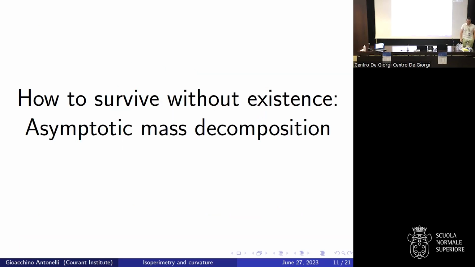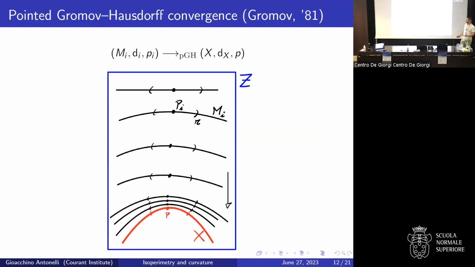But now, okay, we might have non-existence, so we have to learn how to survive without existence. And this is an idea that I call asymptotic mass decomposition. So basically, if you don't have isoperimetric sets, they want to escape to infinity. This is the idea. So we have to learn how to control the geometry at infinity of the manifold. And this is what we do with a notion that is nowadays very well used: the pointed Gromov-Hausdorff convergence.